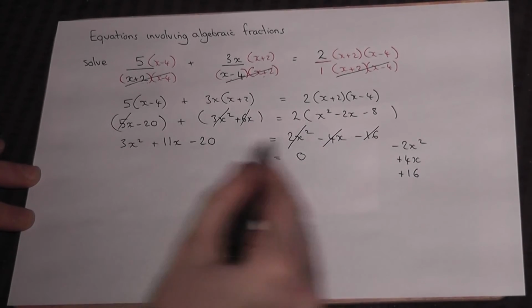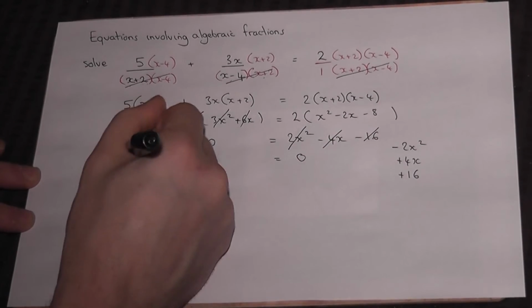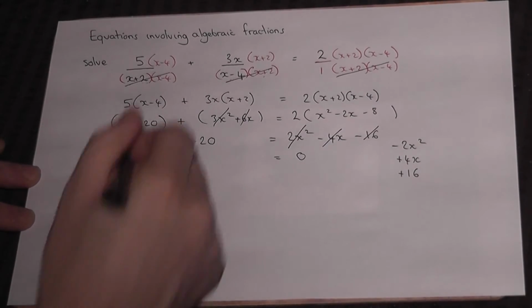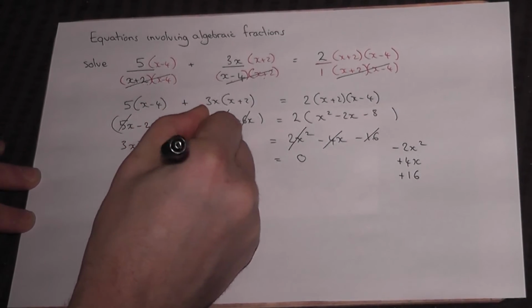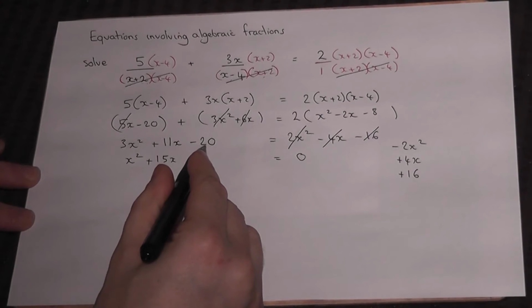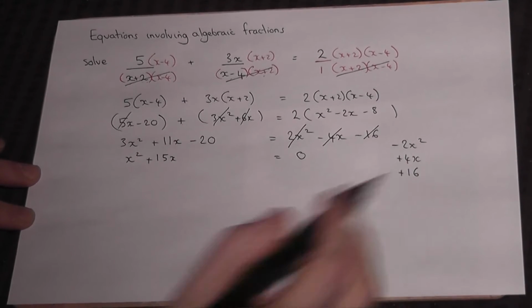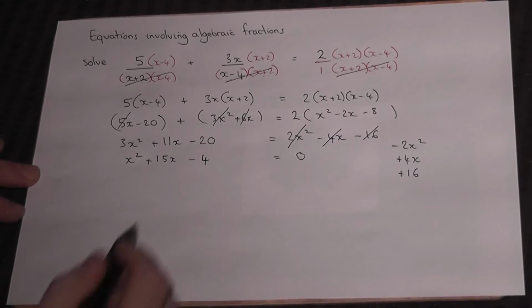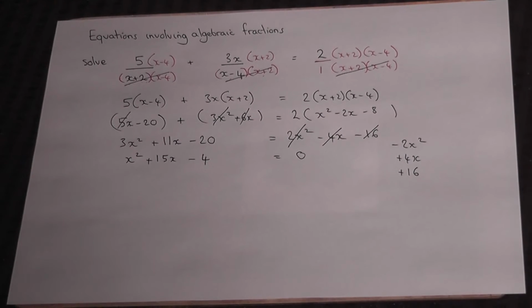So 3x squared take away 2x squared is just x squared. 11x plus 4x is 15x. And minus 20 plus 16 is minus 4. So we have an equation equal to 0.